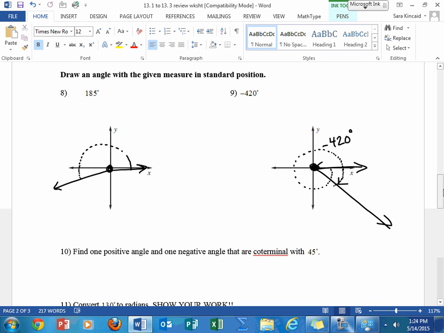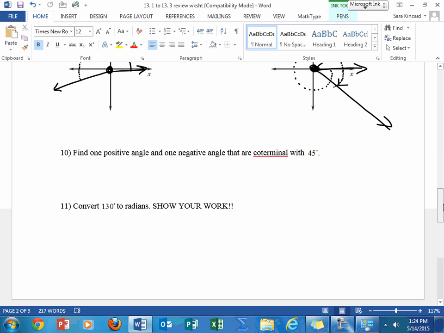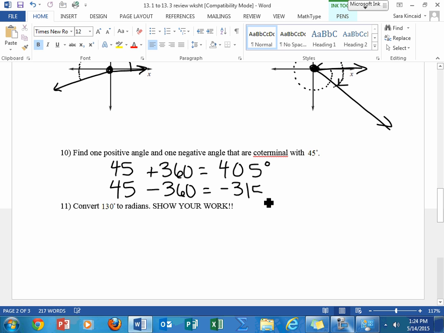So we're at the portion now where we have coterminal angles. Remember, coterminal means they end in the same spot. So if I have a 45-degree angle and I want it to end in the same spot, I would go around one more time, or 360 degrees, to make that happen. And that leaves me with a 405-degree angle. But I don't have to go around in a positive direction. I can also go around in the negative direction. So 45 minus 360 is negative 315 degrees.